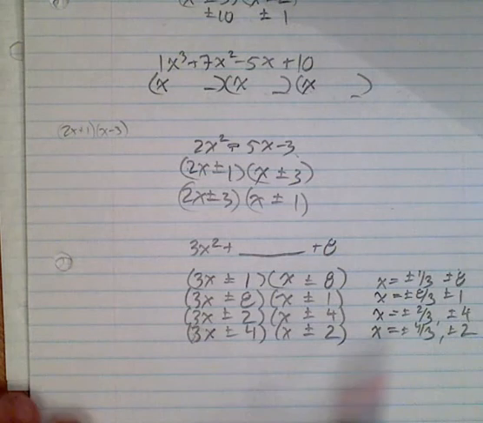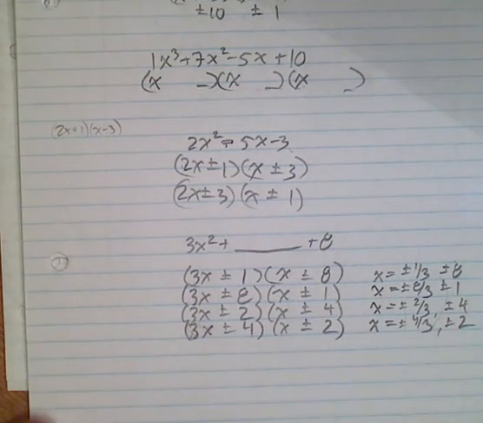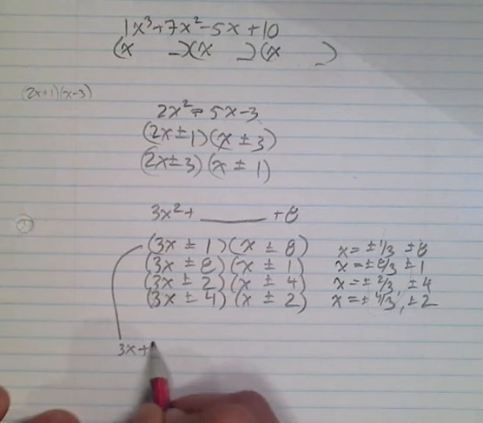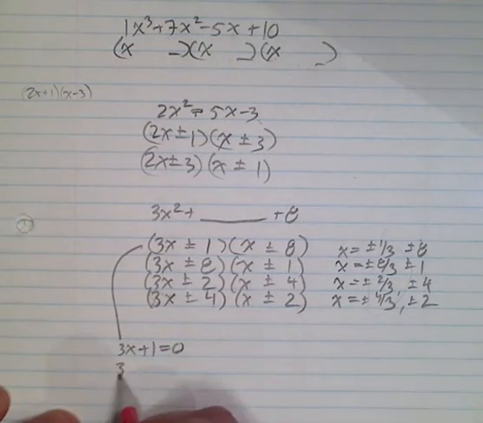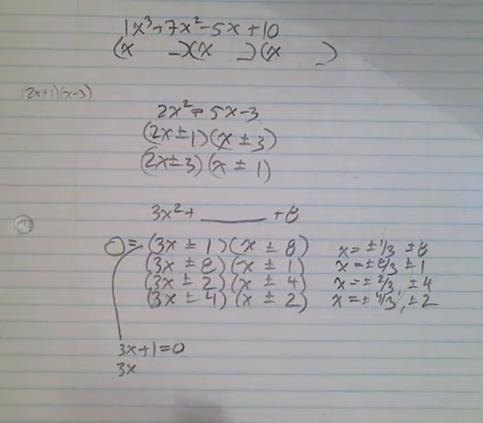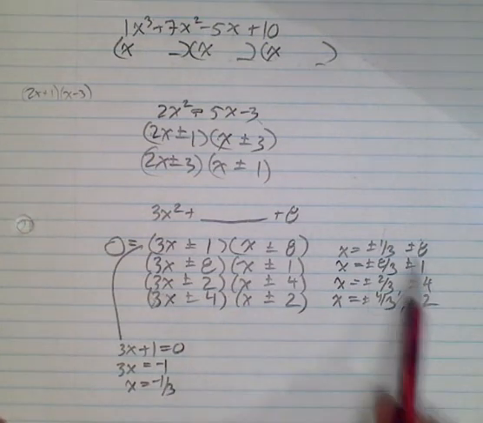Now, if you don't know where these ones came from, let me quickly show you. If you don't know how to find the solution, let's take this one. If 3x plus 1 is equal to 0, you just solve it, because that's what it is, right? If there's solutions, then it equals 0. So then you just solve for x. 3x equals negative 1, x equals negative 1/3. That's where these come from.